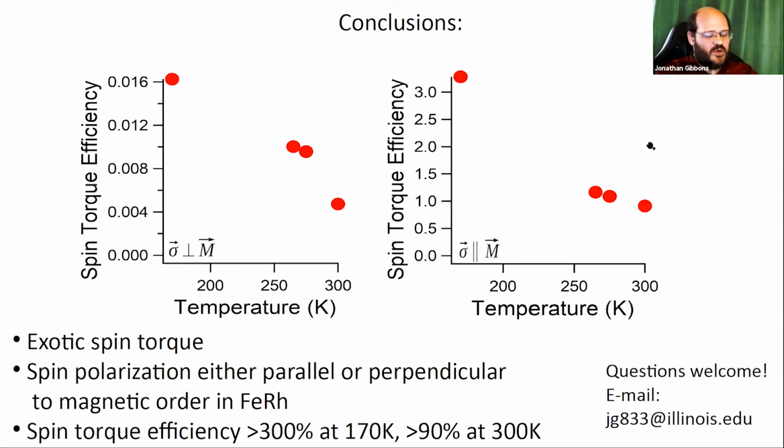So in conclusion, we've seen an exotic spin torque, one that wouldn't ordinarily be allowed for spin Hall effect in highly symmetric materials. And we've seen a spin polarization that's either parallel to or perpendicular to the magnetic ordering in iron rhodium, which means it's probably the magnetic ordering defining the direction. And we've seen a spin torque efficiency that can be as high as over 300% at 170 Kelvin and over 90% at 300 Kelvin.